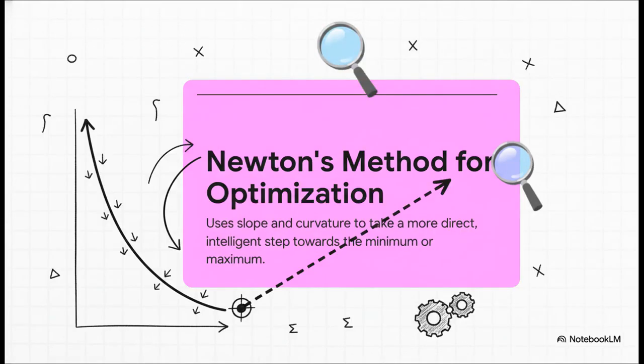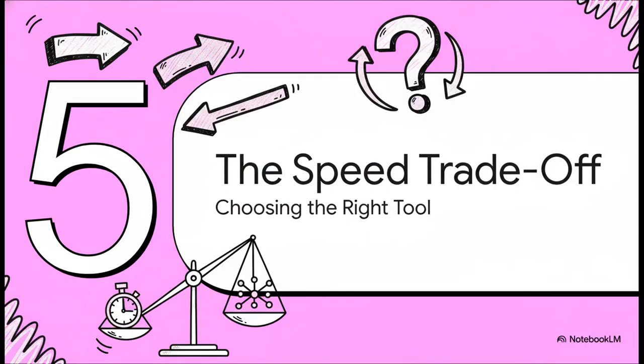And you guessed it, just like before, there's a Newton's method for this too, a supercharged version. Instead of just looking at the steepness, it also looks at the curvature of the valley, basically how much the hill is bending. And by using that extra information, it doesn't just take a step downhill, it tries to predict where the exact bottom of the valley is and takes a giant leap towards it. Again, much, much faster.